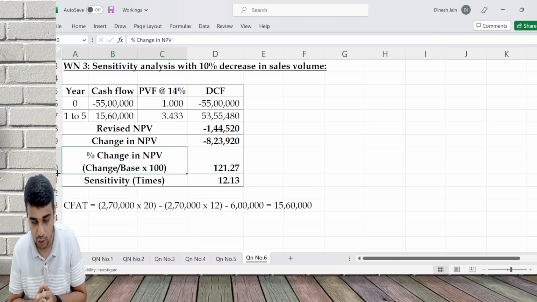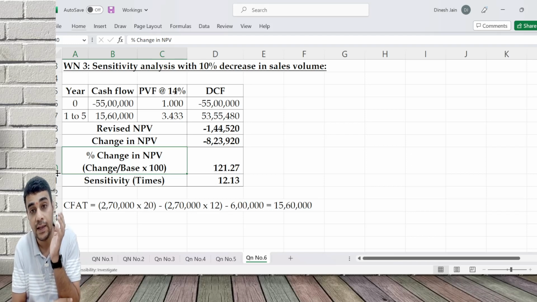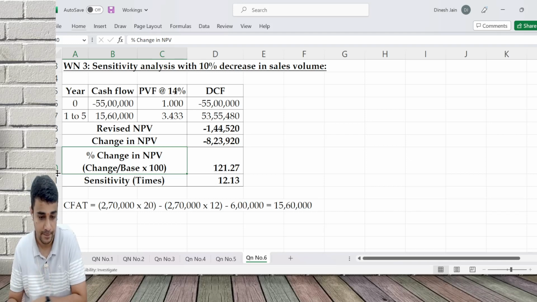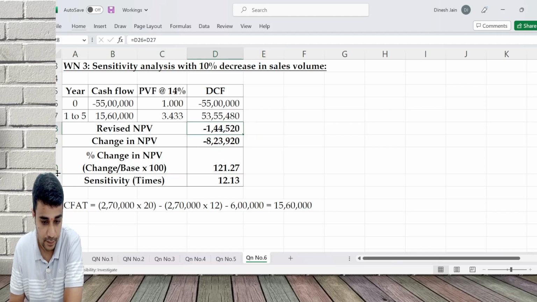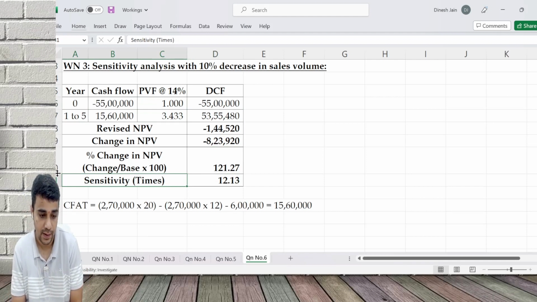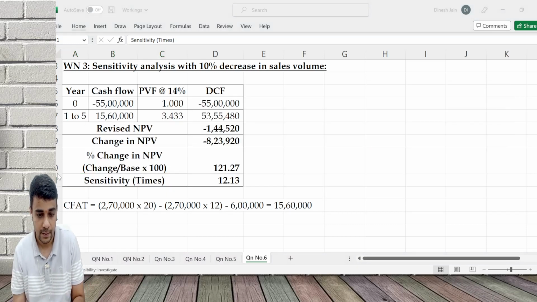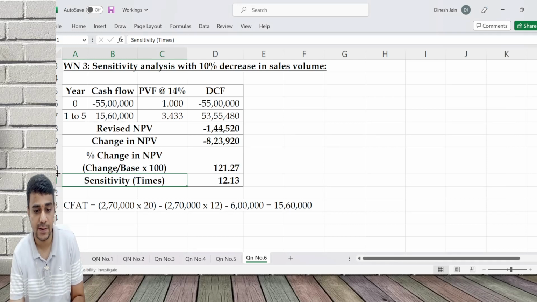10% decrease in sales volume leads to 121% decrease in NPV. And the sensitivity is 12.13 times. The sensitivity times is 12.13. This is for 10% decrease in sales volume.